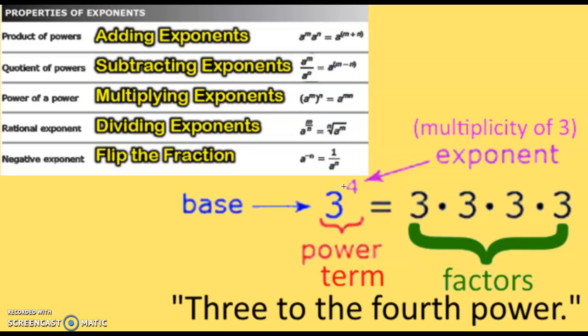And let's go over our powers. So the 3 is the base, the little 4 is your exponent. The multiplicity of this 3 is 4. So if you were to write out the factors in expanded form, it would be 3 times 3 times 3 times 3. You would read this as 3 to the 4th power.